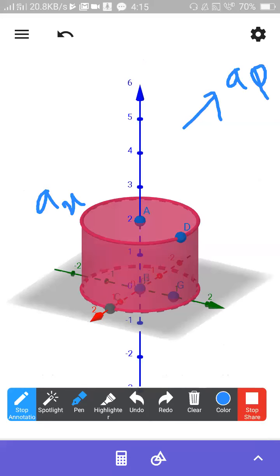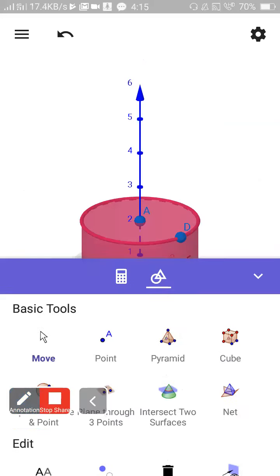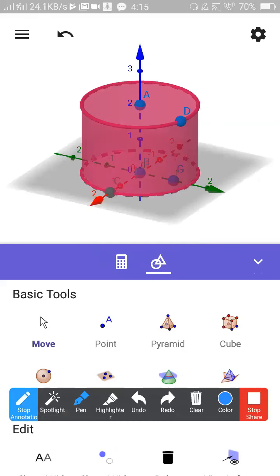Yes, please wait a bit. Some confusion is here. Yes, AX is in this direction. A phi is in that direction. What will be the dot product, sir? If two vectors are going exactly opposite to each other, what will be the dot product? -1.